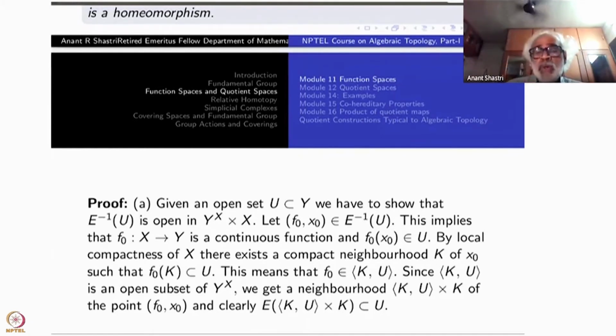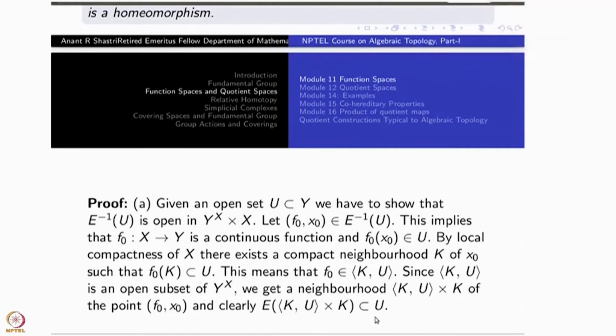Okay, so K cross K is a compact neighborhood. I have found a neighborhood here and a neighborhood here for x naught, f naught, contained inside U. You must find a neighborhood cross a neighborhood here, right? That is the product topology from Y power X cross X. That's why this is a clear-cut proof. No hand waving.